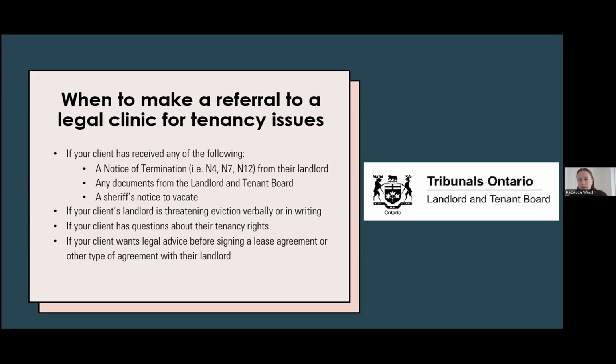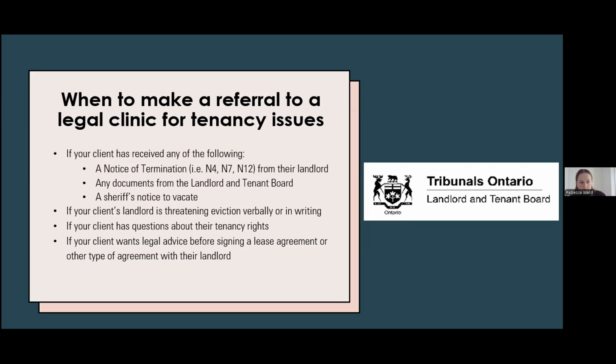There are lots and lots of different types of N forms, but some of them come with really important timelines that require the tenant to do something within a certain amount of time. And so if you have a client who comes in with a notice of termination, an N form of any type, I would say connect them with a legal clinic as soon as you can, and let the legal clinic know the type of N form that the tenant has received and the dates on it so that we can know where we are at in the proceeding. Like was it served a long time ago? Was it just served and there's still time to maybe change something that could fix the legal problem? We need to know the timelines of that notice of termination.